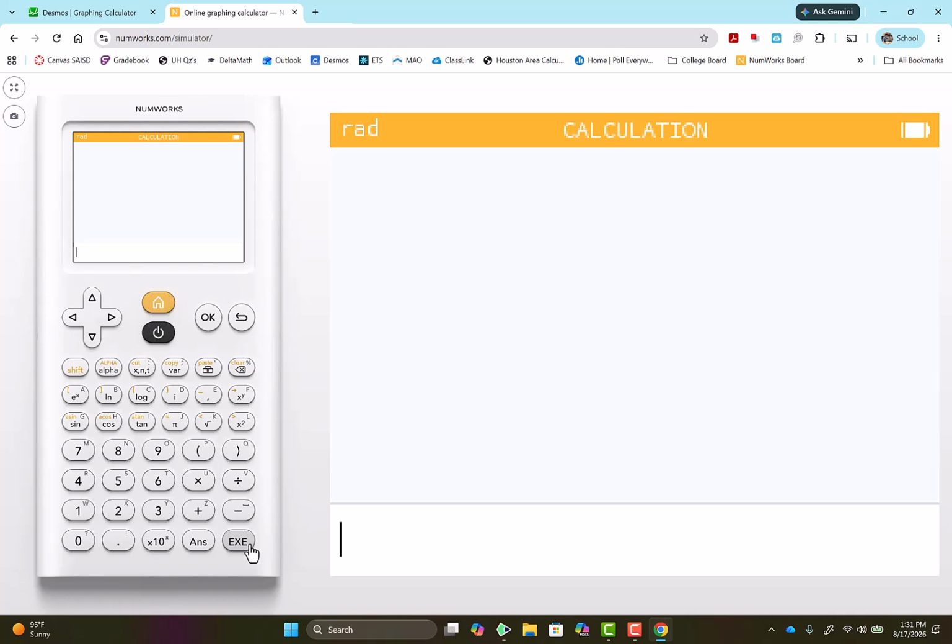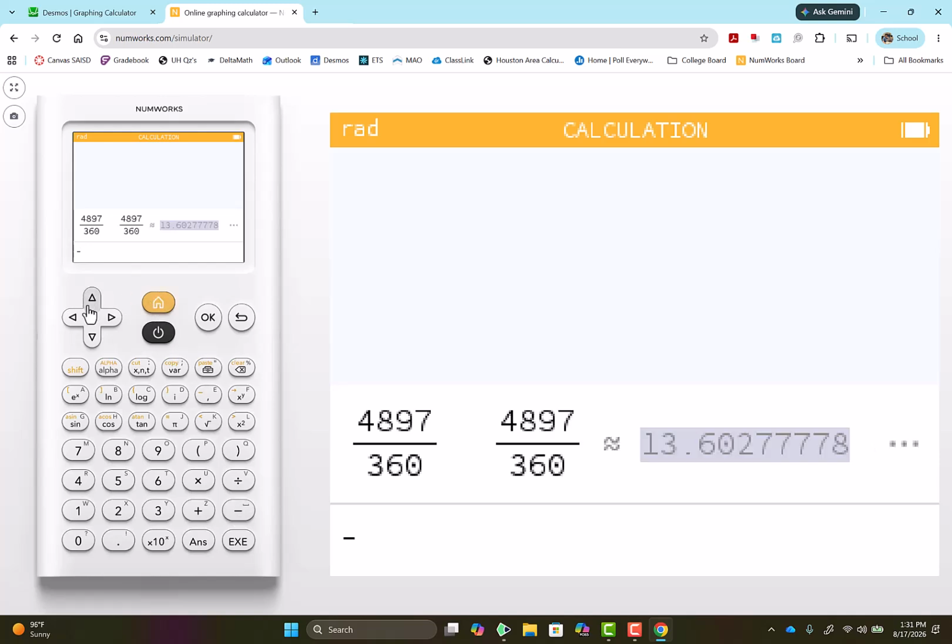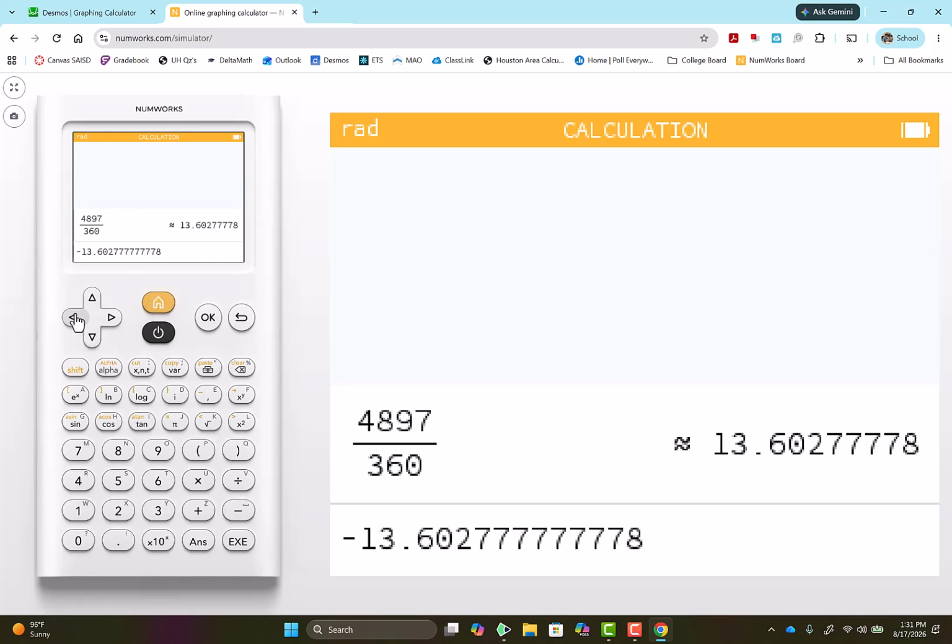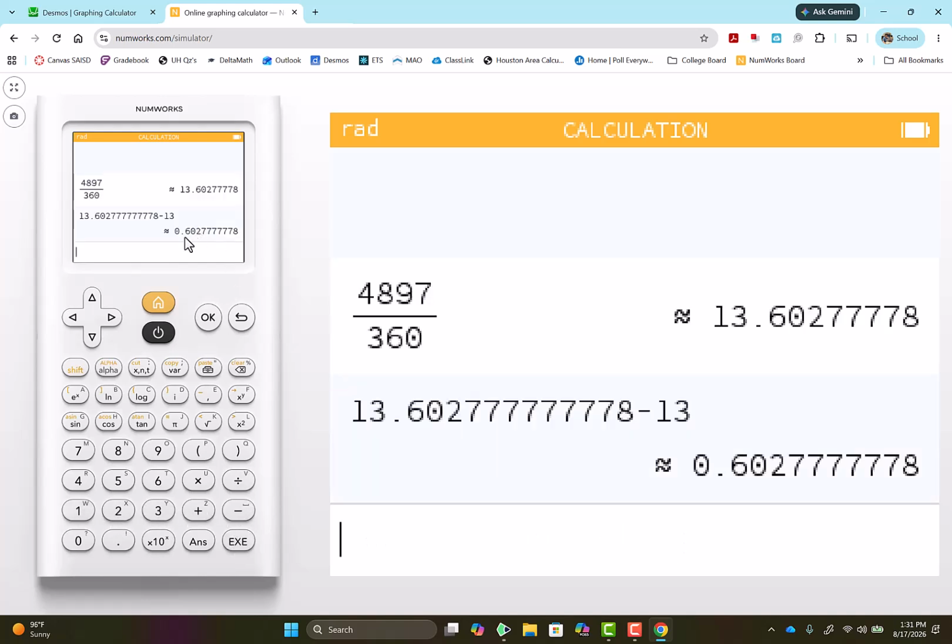I'm going to push enter. And what was the degrees again? What was it, 4897? Yes. 4897, and I'm going to divide that by 360. And I push enter or exe, and then I get this, and I'm going to push minus, let me see, I'm going to scroll up. That enter, I wanted to put that minus 13, so how do I go back? Is it this one? Clear, there we go. That minus 13, so I can just get the little decimal there, but not the rounded one, see how it says approximate?